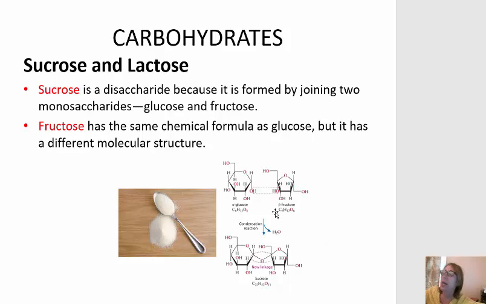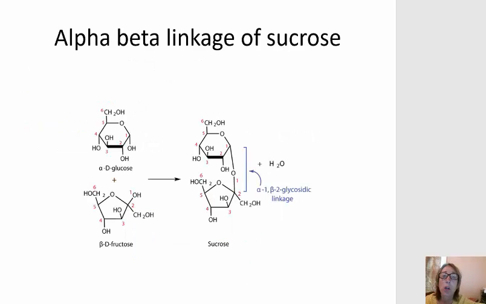Now, this graphic on the slide comes from your textbook. I feel like it's a little confusing, so we're going to look at this slide, which also has some mistakes, but they're not as confusing, I think, as the other slide. All right, so sucrose forms between glucose and fructose, and it is always between alpha glucose and beta fructose. So let's look at glucose.